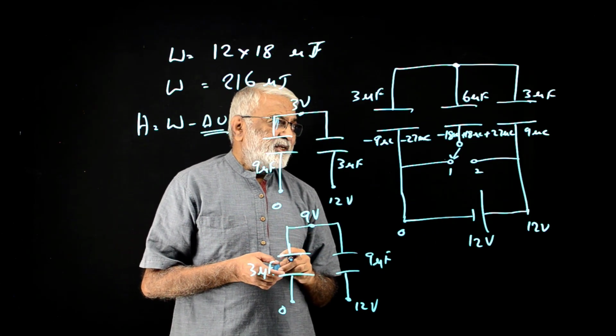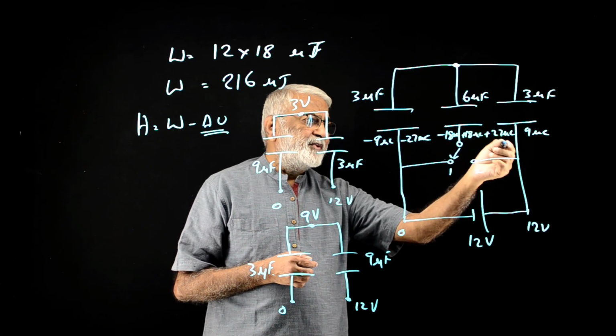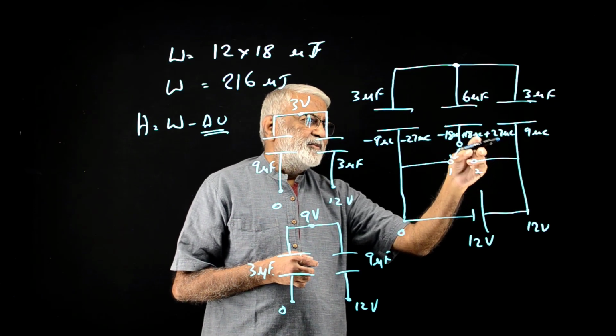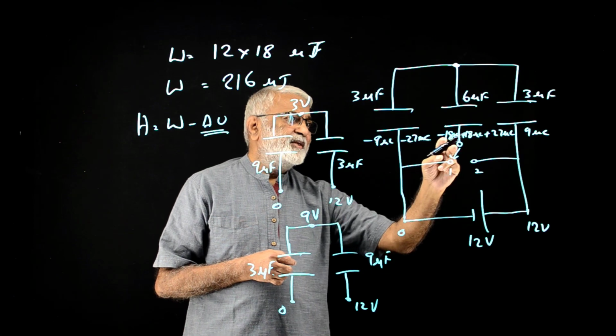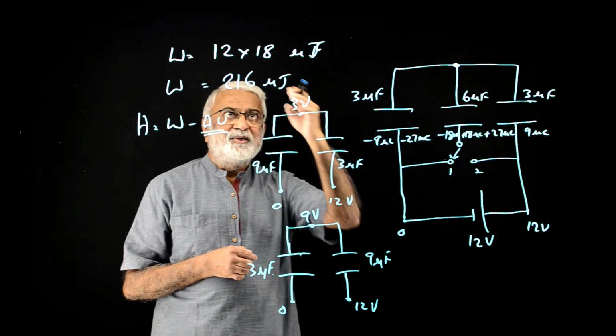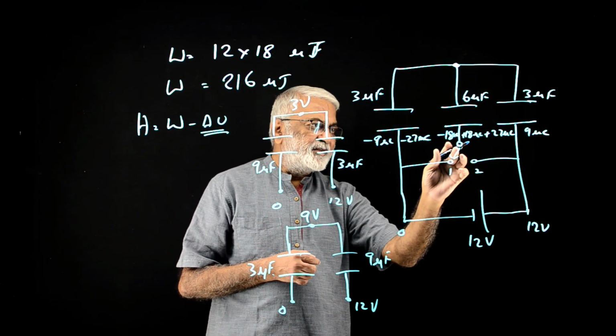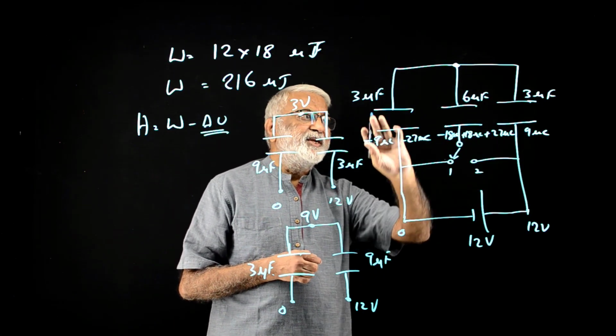So what is the change in charge here? This is minus 18 plus 27 earlier, that is plus 9. Now it is plus 27. So 18 microcoulomb must have flown, which is what we got here too, right? Minus 18 and 27. When you disconnect this and don't do anything else, the state will remain the same.